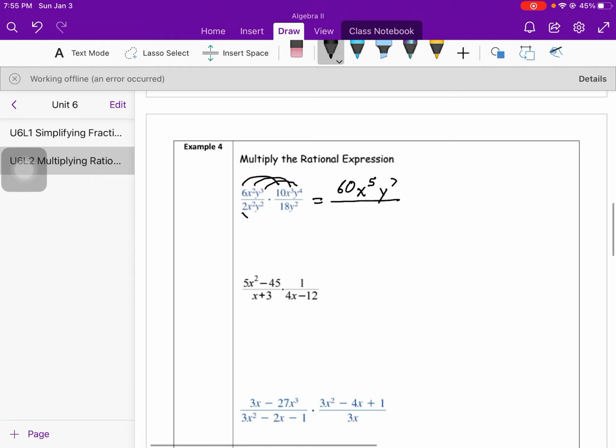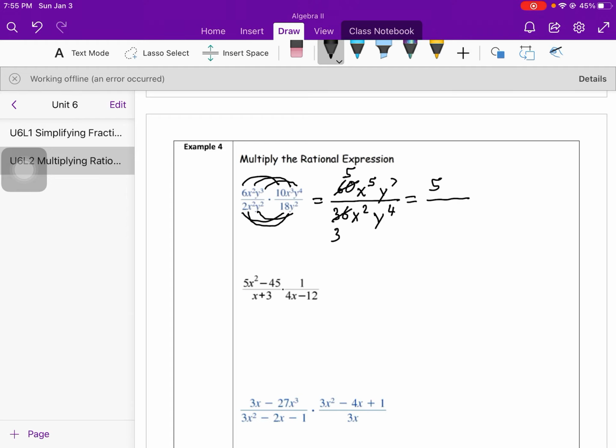Do the numbers together. 2 times 18 is 36. X squared doesn't pair up with anything, so it stays as x squared. But we do have y squared times y squared, which gives us y to the 4th. Now, look at the numbers first. What can you take out? 60 and 36. This one is a little bit tougher, but if you recognize it right away, you can take a 12 out of both of these. So 60 divided by 12 would give you a 5, and 36 divided by 12 would give you a 3.